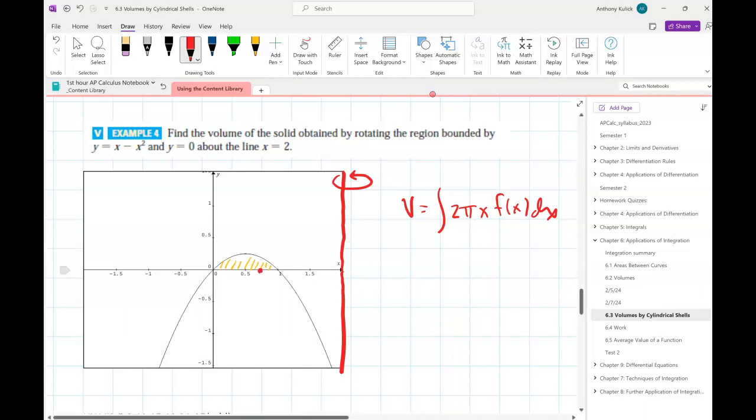So if I pick some x here, that's like the radius for my cylinder. The height of my cylinder then is going to go through the shaded region. That'll be my height, correct? Okay. But here's the catch here.